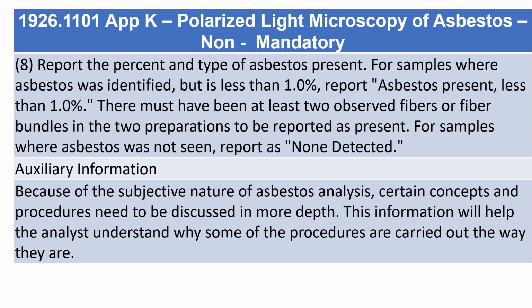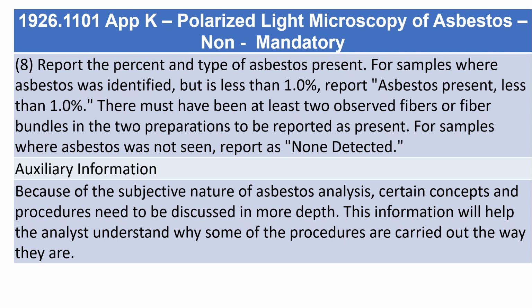8. Report the percent and type of asbestos present. For samples where asbestos was identified, but is less than 1%, report asbestos present, less than 1%. There must have been at least 2 observed fibers or fiber bundles in the 2 preparations to be reported as present. For samples where asbestos was not seen, report as none detected.